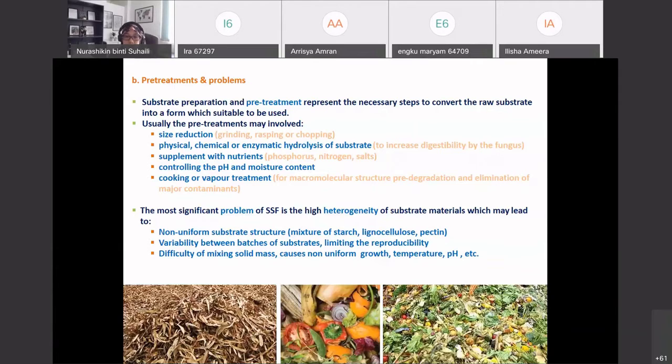If there is no nitrogen. Okay. So that is supplementation with nutrients. It can be phosphorus, it can be nitrogen, it can be salts, depending on the process. And then controlling the pH and moisture content.